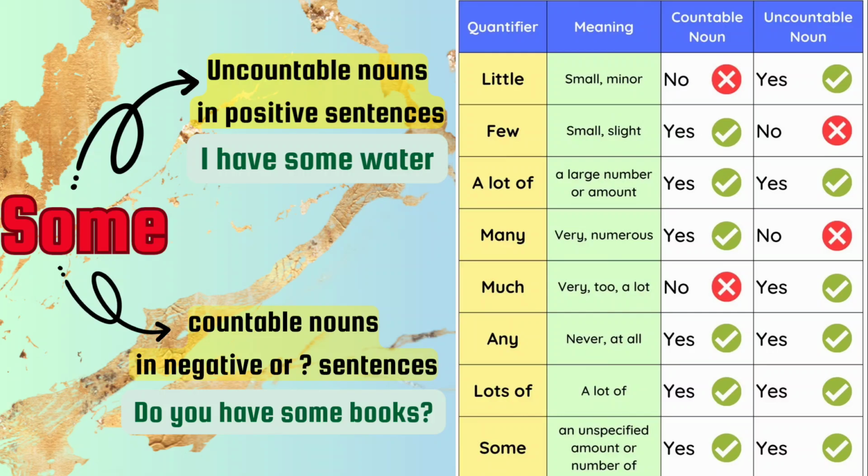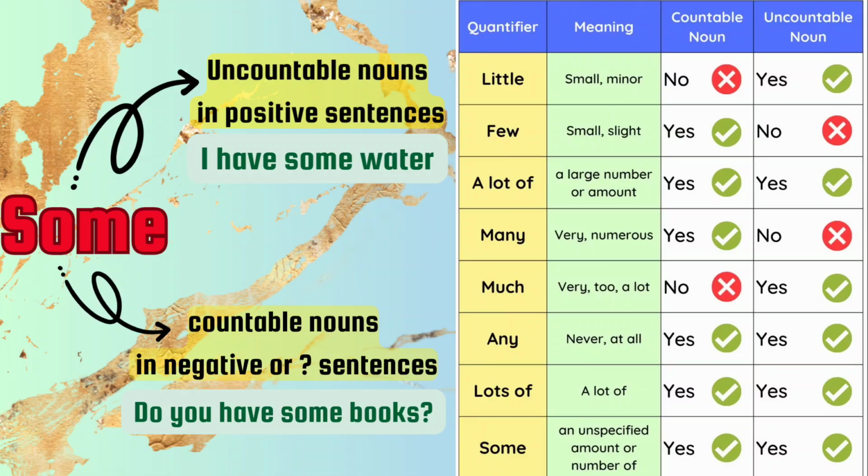Let's talk about some. Some can be used for uncountable nouns in positive sentences. Pay attention, positive sentences. I have some water. And for countable nouns in negative or interrogative sentences. Do you have some books?